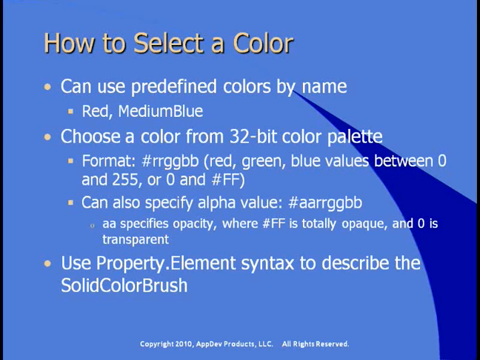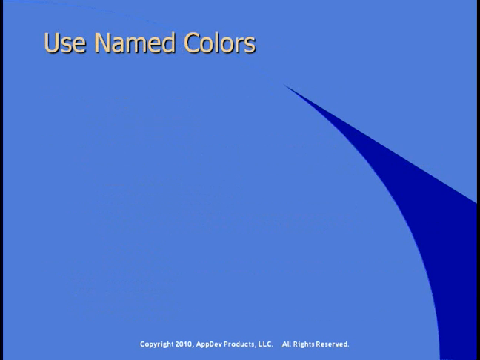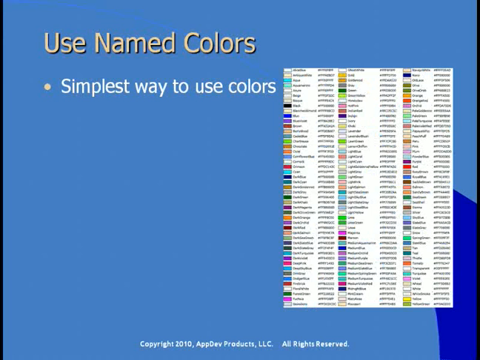Now you can also use the property.element syntax to describe the solid color brush, because that allows you to use both a named color and specify its opacity. We'll see an example of that coming up. Now you can use named colors, as I mentioned. That's the simplest way to use them. And you can choose from any of these colors. These are all named, and you can see that for each named color there's also a hexadecimal representation. Now the hexadecimal representation of a named color always has an alpha part of FF, which means it's fully opaque. You can change that by modifying the opacity property, as we'll see in just a bit.